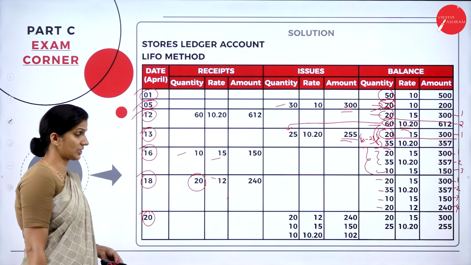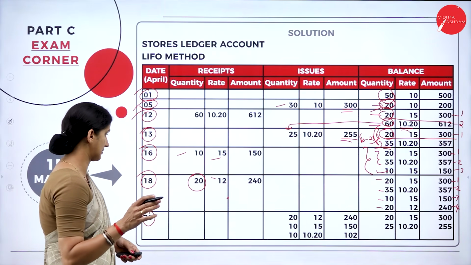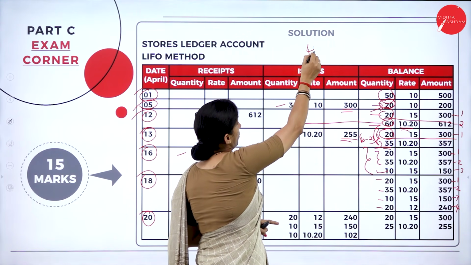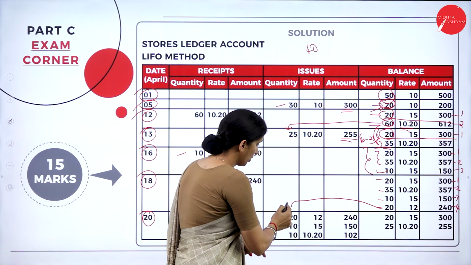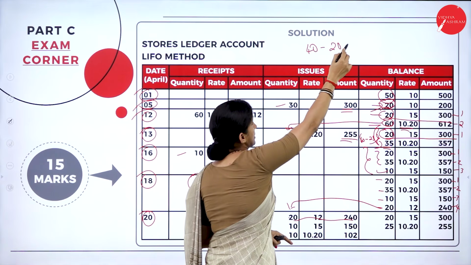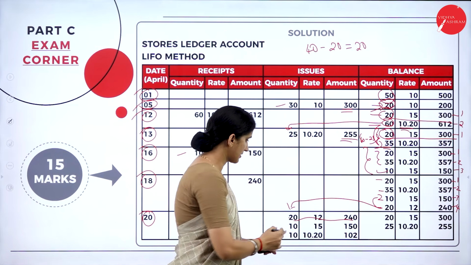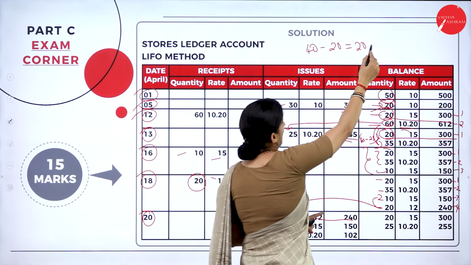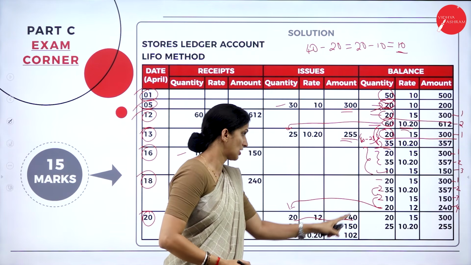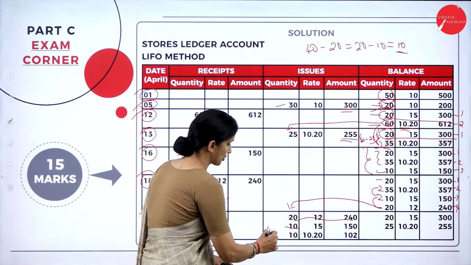Next, on 20th, what is the transaction? We need to issue a total of 40 tons. So, from the last lot, we'll start. Total we have to issue 40 and in the last lot, we have only 20 units. So, that will be issued first. And then from 40, 20 is issued, remaining again 20 is there. For that 20, we will go to this one. So, that 10 will be issued here. Again, minus 10, we have remaining 10 units and for that 10 units, we will go to this lot. So, from 35, we will issue 10 units. So, total we have issued 40.